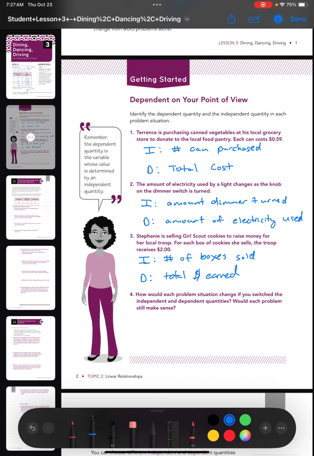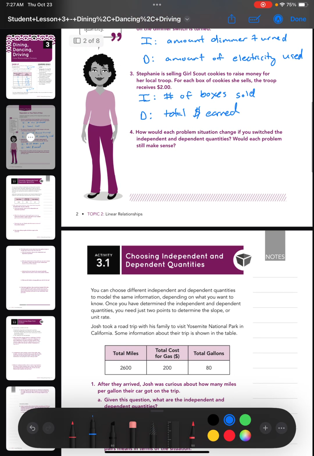Or with number 3, also wouldn't make any sense to say something like the number of boxes are forced to be sold based off an amount of money we're told we've earned. So we can't reverse every situation and make it make perfect sense. Sometimes it works, sometimes it doesn't, but more often than not, it would not. Question 1 would be something that would make sense. Like if the independent quantity was the money spent and the dependent quantity was the number of cans, we could make that make logical sense. But again, not every time is that going to work out where we can make it logically make sense.